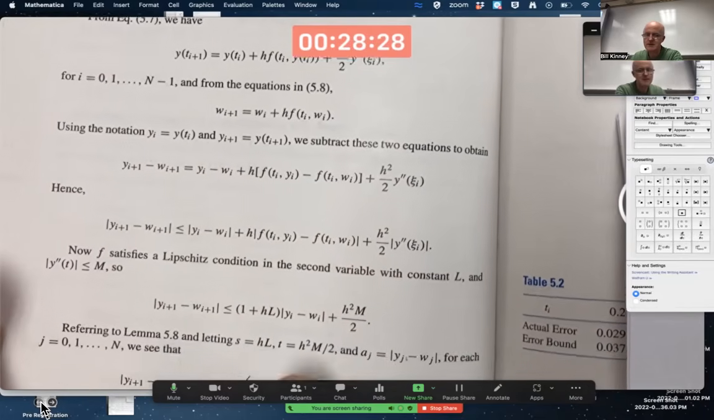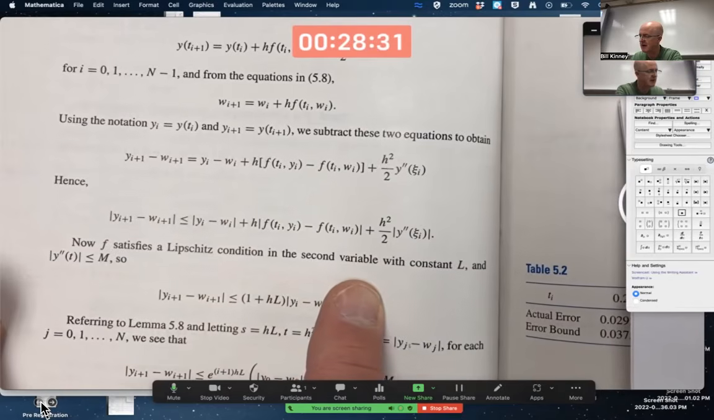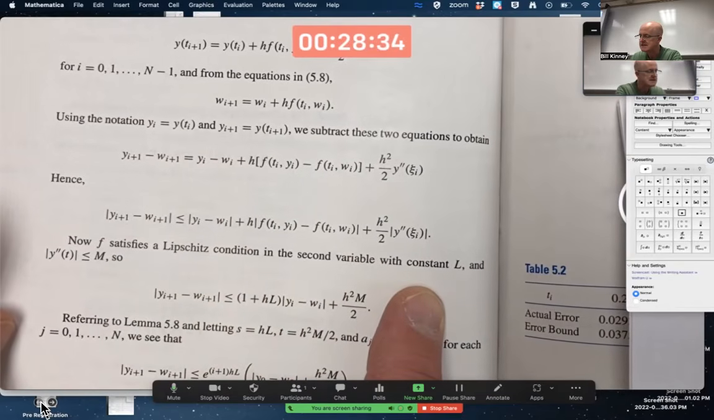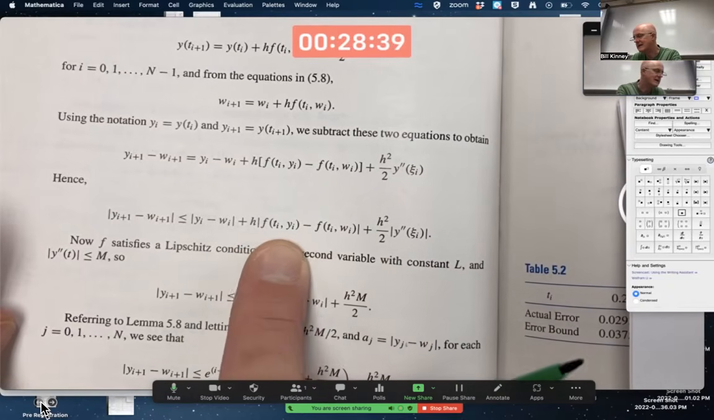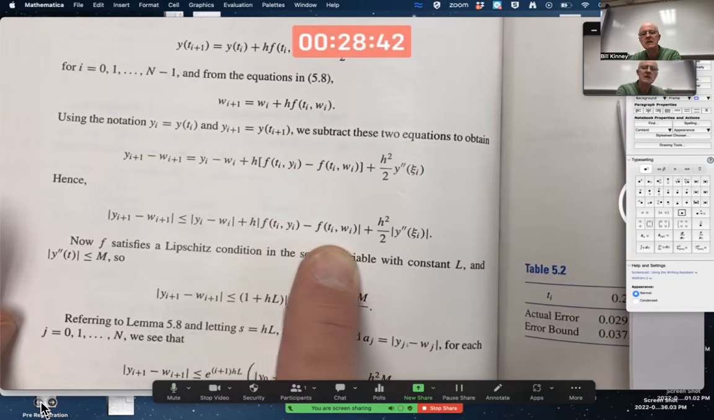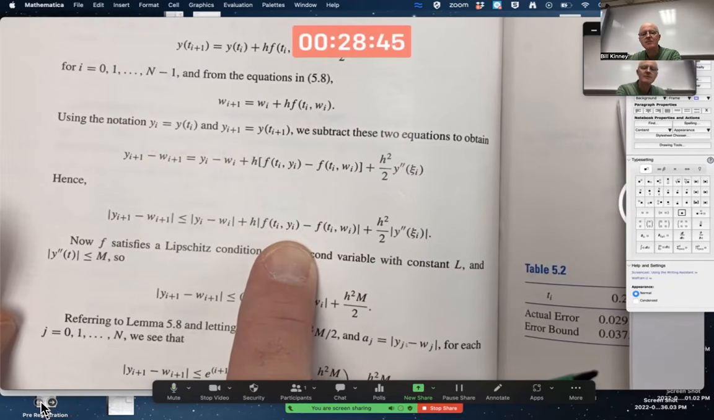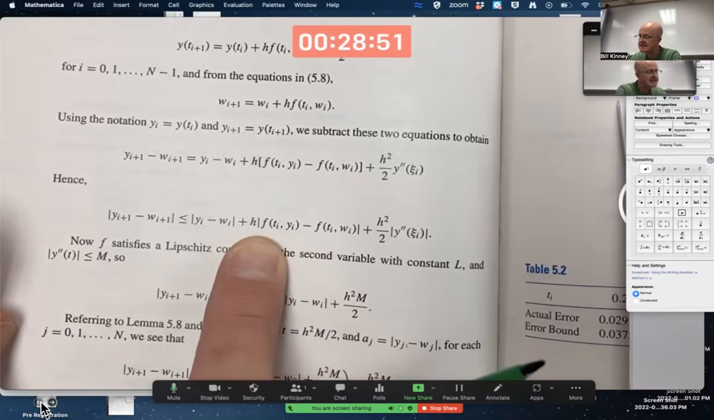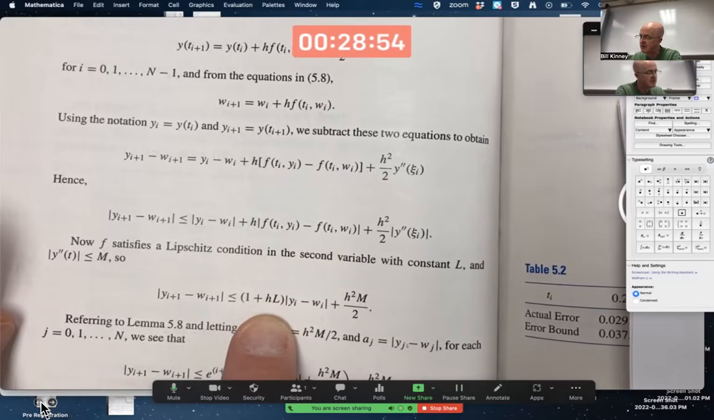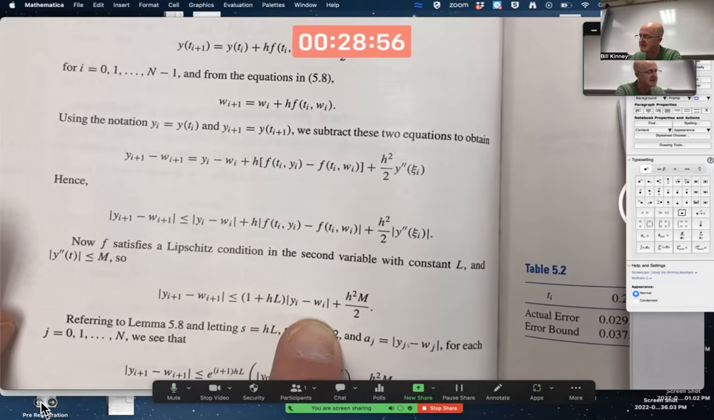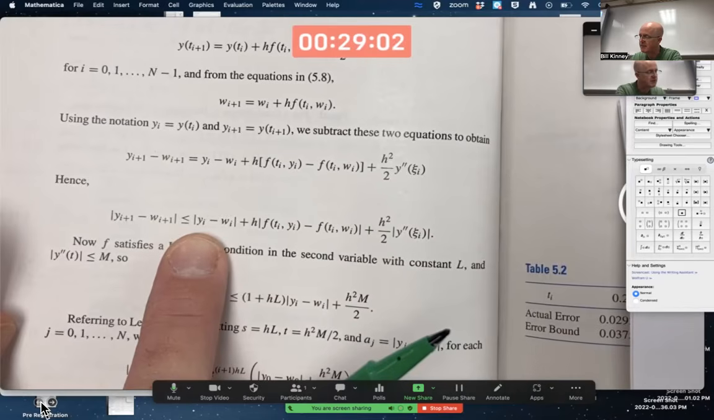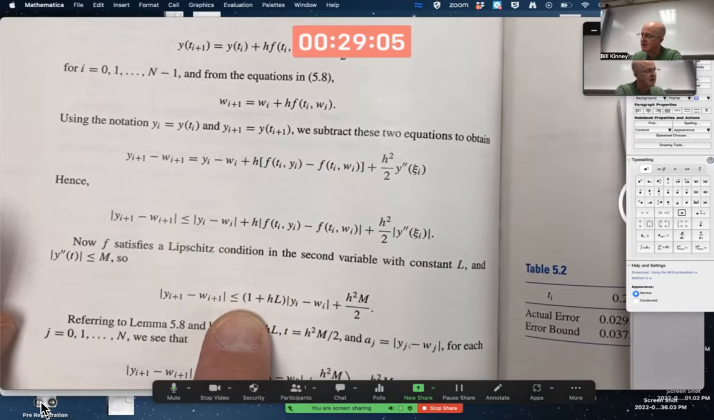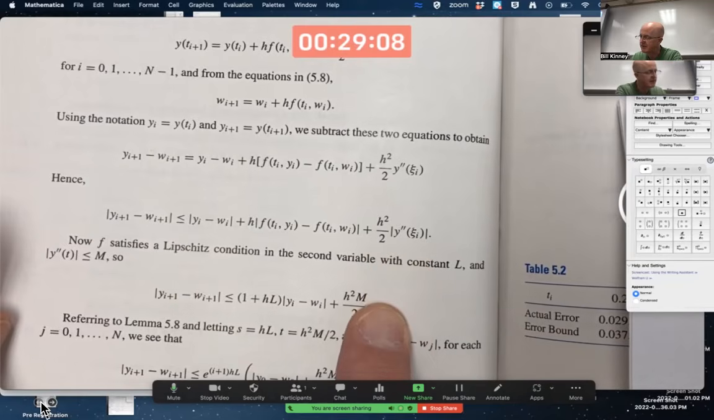Now we use more assumptions. We know f satisfies the Lipschitz condition in the second variable y with constant L. So that means, I don't know if you remember the definition of a Lipschitz condition, that means this quantity is less than or equal to L for all possible values of yi and wi. You can bound this expression by h times L, which effectively is why you have that. Well, times yi minus wi, I forgot that part. And there you also have a yi minus wi, which is being multiplied by 1, which is why you get the extra 1 there. And we're assuming y double prime is bounded above by M in absolute value.